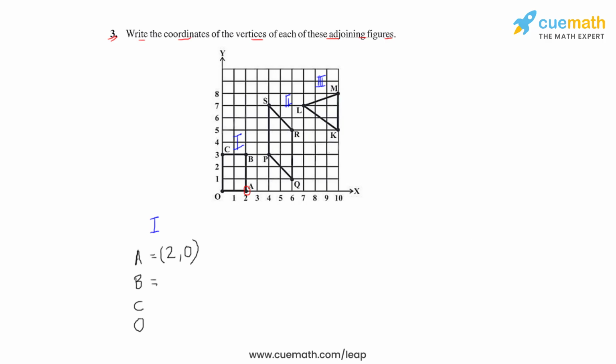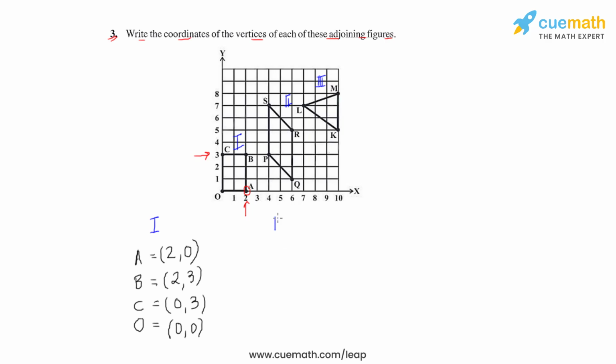Moving on to the next vertex, that is vertex B. Now vertex B, as we see, represents the point 2 from the x-axis and the point 3 from the y-axis. Hence the coordinate of B would be 2, 3. For the next vertex, that is vertex C, as we see that it is exactly on the y-axis, so the value of the x-axis would be 0, and it represents the third point on the y-axis. If we see the point O, it represents the origin, and we know at this point the value of both the axes is 0. So these are the vertices of the first adjoining figure.